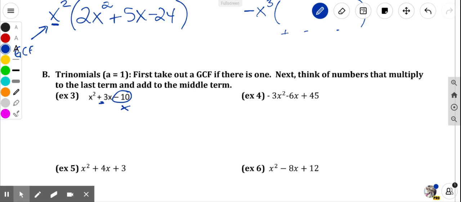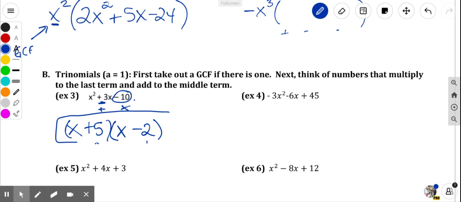So multiply to negative 10, but add to 3. When you find your two numbers, you go to 2 sets of parentheses. You have x here, x here. The two numbers here are going to be positive 5 and negative 2, because positive 5 times negative 2 is negative 10. Positive 5 plus negative 2 is positive 3. So then that would be your answer.